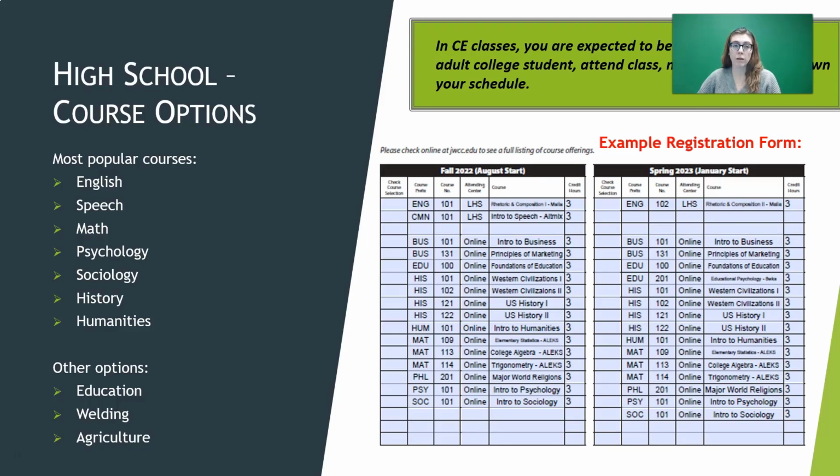I do want to point out that in concurrent enrollment classes, students are expected to be responsible like any traditional college student. They definitely want to attend class, meet those deadlines, and own their schedule. So once they're registered, they want to make sure that they're continuously registered in that class. They want to make sure they're meeting those deadlines so they're not dropped from that class. And if they are dropped, they need to contact their instructor as soon as possible.